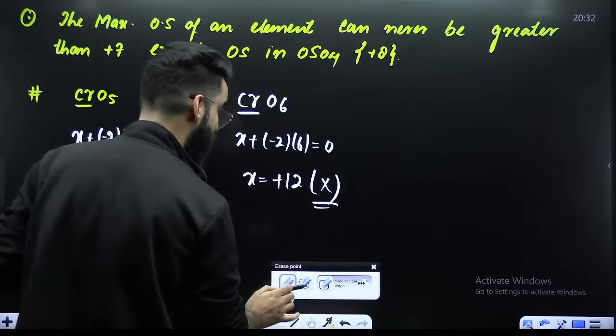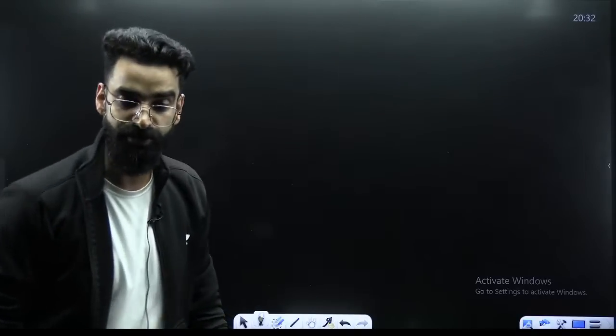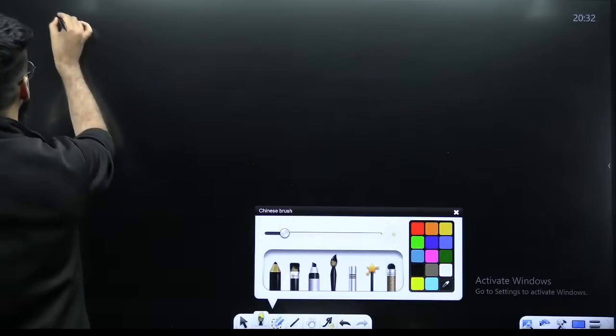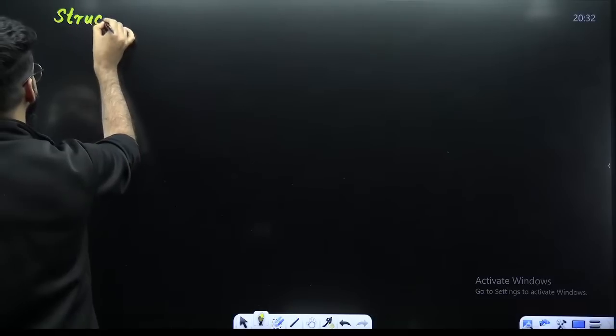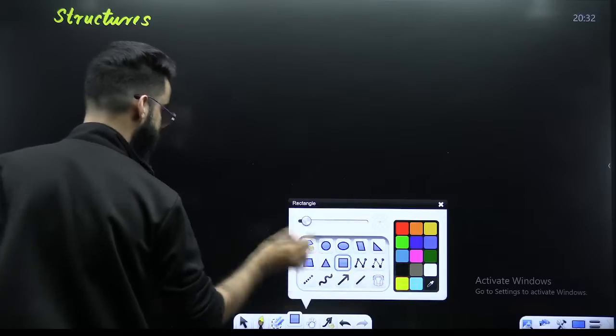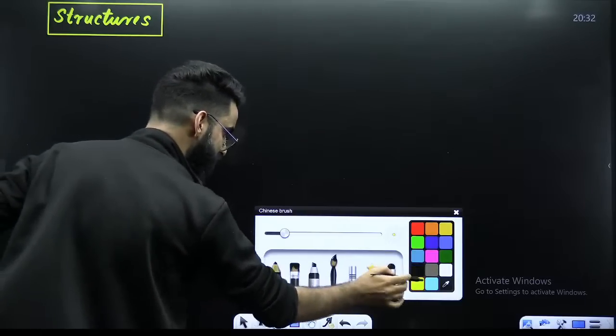So there are certain structures of certain compounds which you need to remember. I'm going to give you some 10 to 15 different structures of different compounds which are asked in the examinations. Nothing more than that is going to be asked. Okay, so mark the heading here as structures of some important compounds.